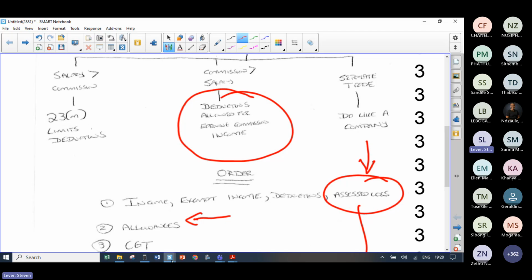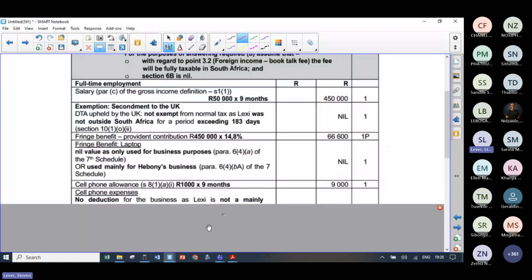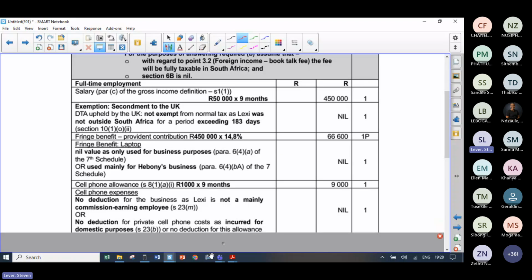So what's going to happen inside the question? They've got this whole thing here that there's expenses, 15,722 and 8,309 was for business use. Tough luck. Because your salary is bigger than your commission, you cannot get that as a deduction. But you need to write something down to explain it to them. So have a look there, guys. It says no deduction because she's not mainly a commission earning employee, Section 23M. Okay, so there's no deduction for cell phones there.